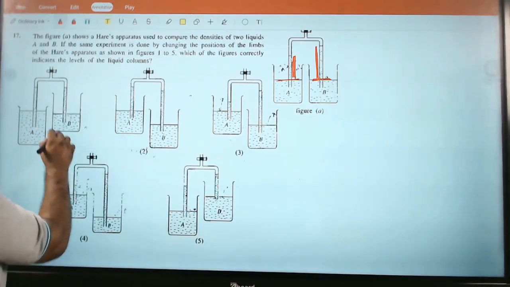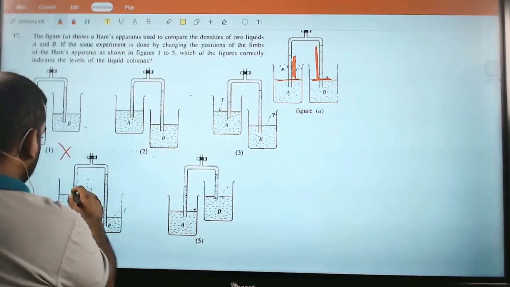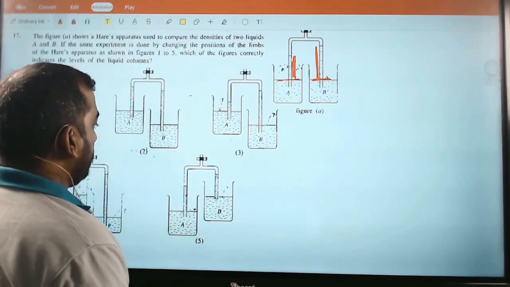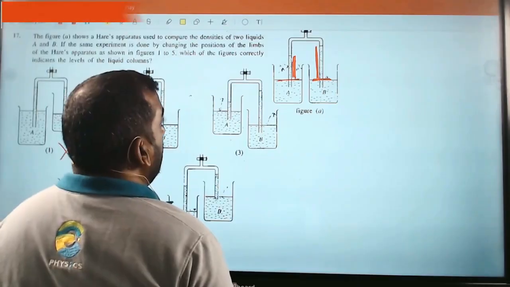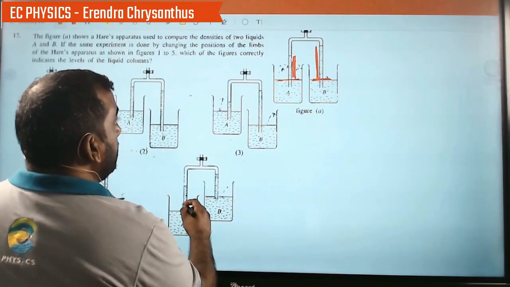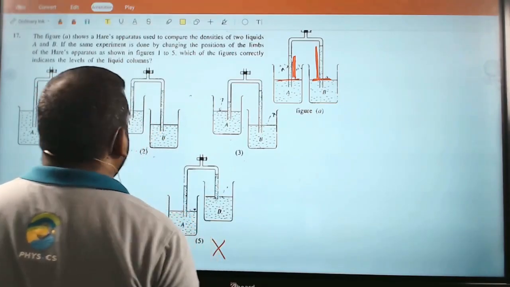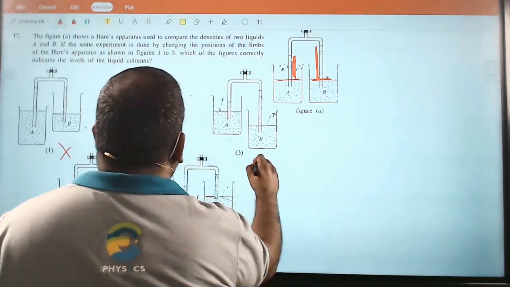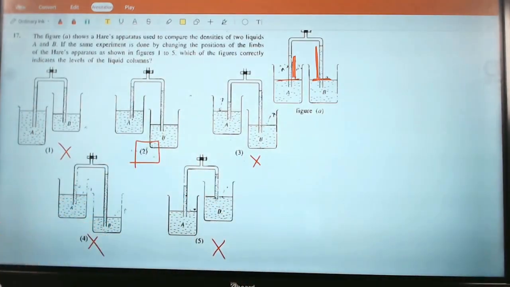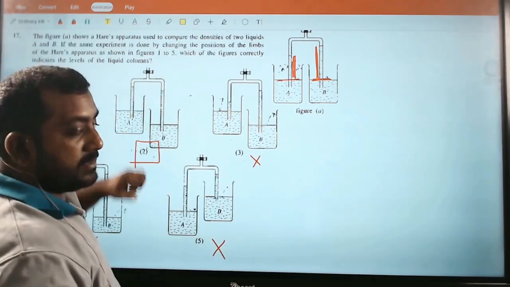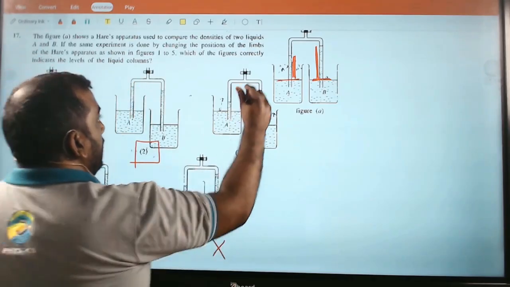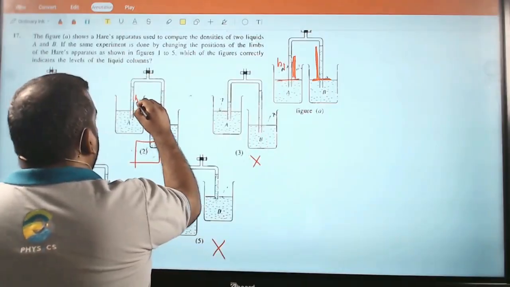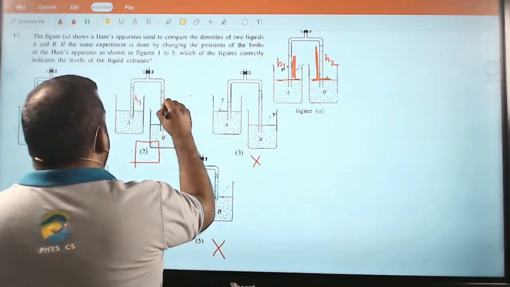So this is wrong. Heights have changed. These become small. That is also wrong. This has become longer. That's also wrong. This has become smaller. That's also wrong. So the only correct answer is answer number 2, because the height should not change. Same height. They can't change. If this is H1, this should be H1. If this is H2, this should be H2. No change.